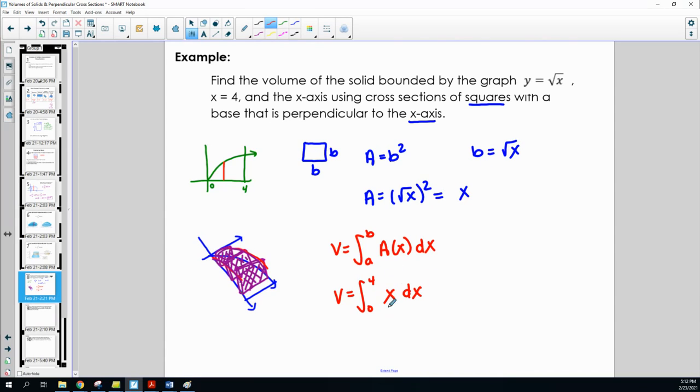Now I'm taking the antiderivative of x, which gives me 1/2 x squared. Then I'm going to evaluate it at 0 and 4. If I plug in 4 and then minus 0, that's just going to give me 8. Since I don't have any units, I don't need to label anything. The volume is equal to 8.